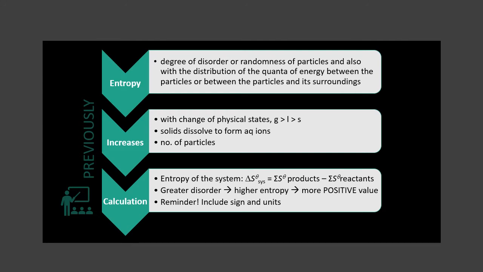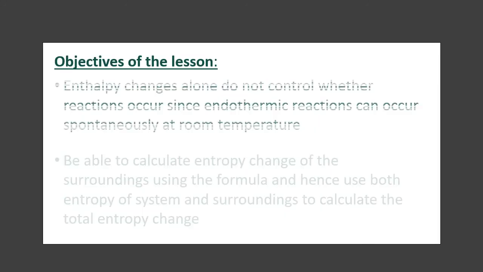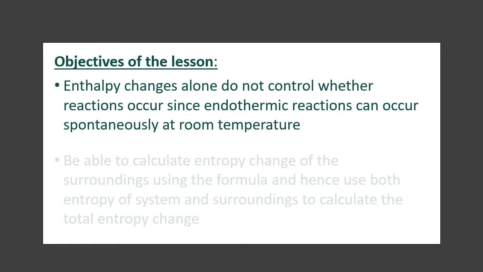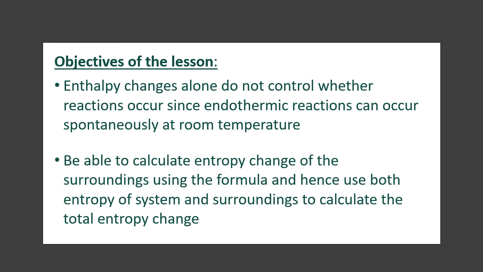Well, before we get to comparing answers, let's have a look at today's lesson objectives first. So, by the end of today's lesson, you will see why enthalpy changes alone do not control whether reactions occur, since endothermic reactions can occur spontaneously at room temperature as well. And we will do calculations involving enthalpy and entropy to see feasibility of reactions by calculating the entropy change of the surroundings using the formula, and hence use both entropy of the system and surrounding to calculate the total entropy change today.